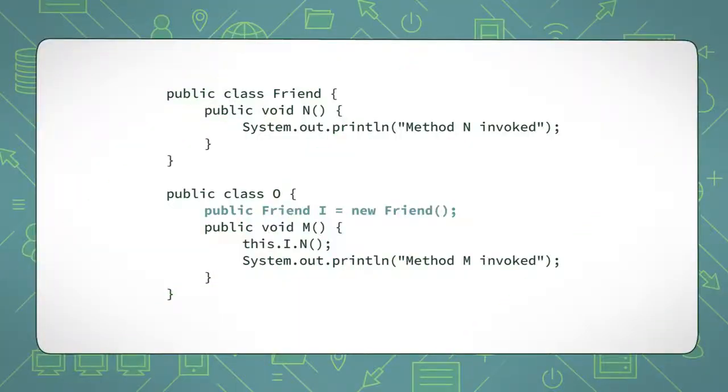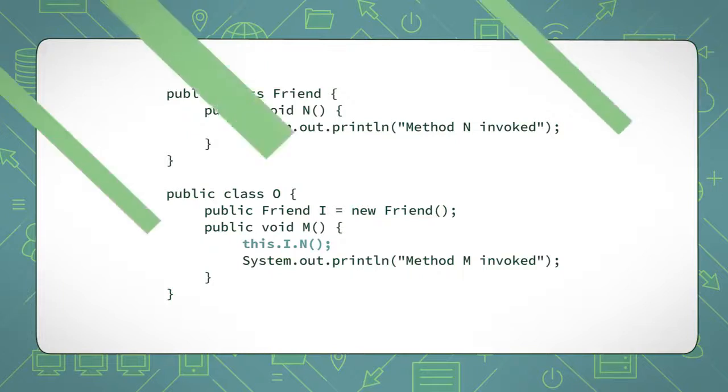of any type of object that is a direct component of O. This means that a method of a class can call methods of the classes of its instance variables. Since class O has a direct reference to the friend class, any method inside of O is allowed to call any method of class friend.